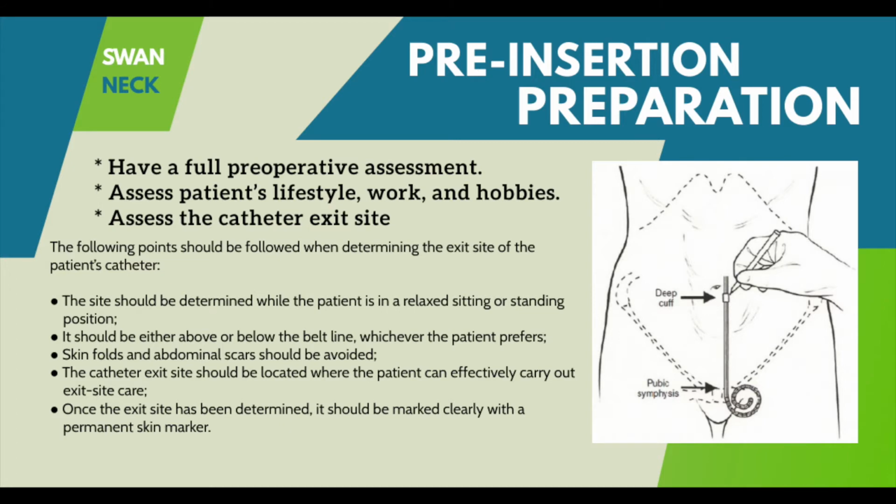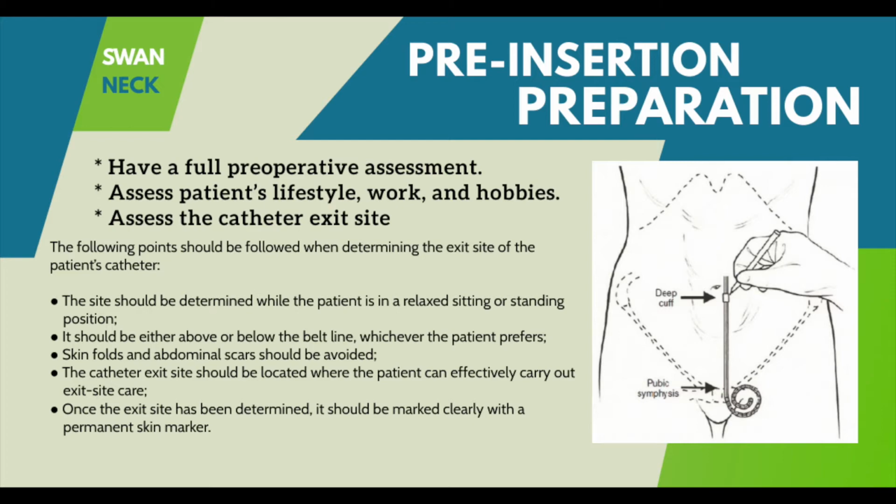During the pre-insertion preparation of the patient, a full preoperative assessment must be done to identify existing or potential hernias. If present, these can be repaired during the insertion. It is essential to identify the patient's lifestyle, work, and hobbies when placing the catheter. Assess the catheter exit site before the catheter is inserted.